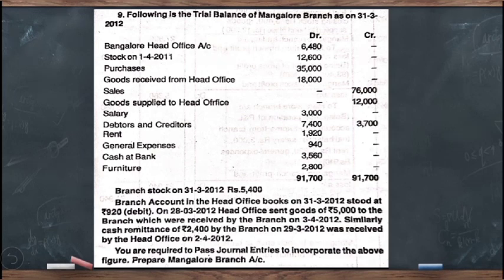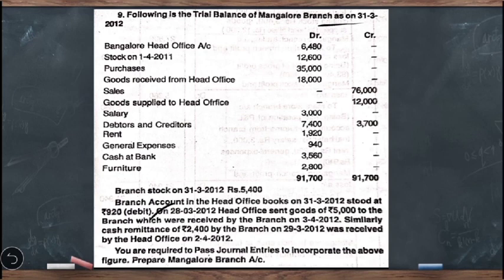In this question, we can find that there are two special transactions which took place between the head office and independent branch, that is goods in transit and cash in transit. It is given here that on 28th March 2012, head office sent goods worth rupees 5,000 to the branch which were received by the branch on 3rd April 2012.